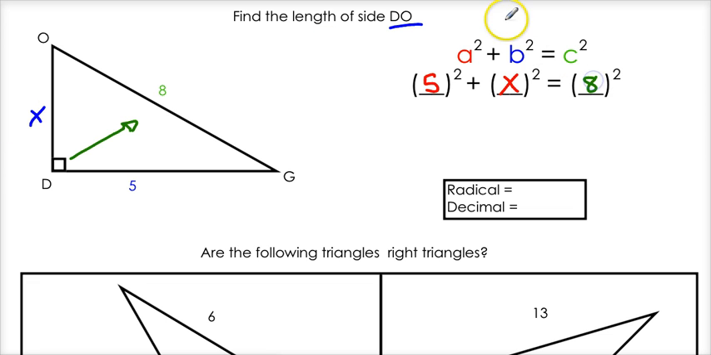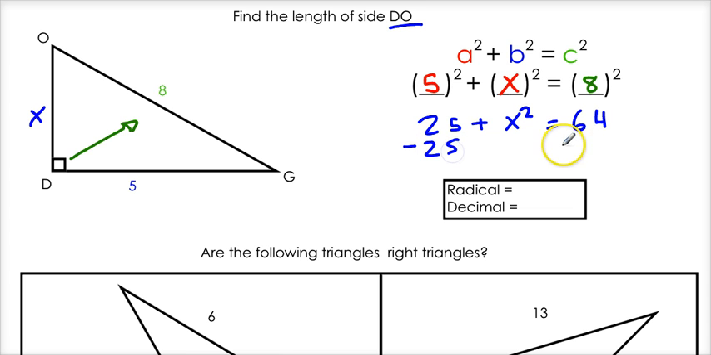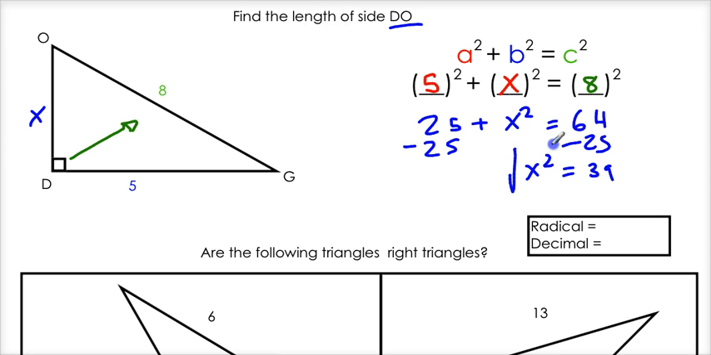Okay? Well, let's solve this. 5 squared is 25. Plus x squared equals 64. Let's subtract 25 from both sides, and we get x squared is equal to 39. We take the square root now, and when you take the square root, you see that it's not a whole number, it's actually just the square root of 39.